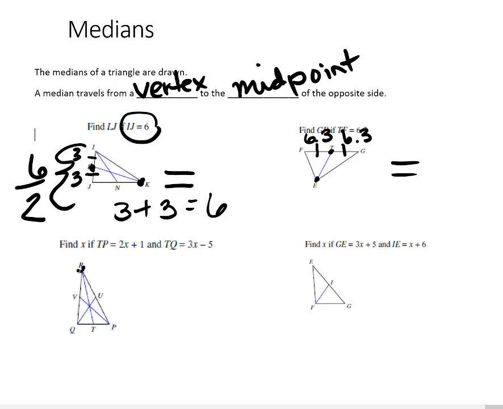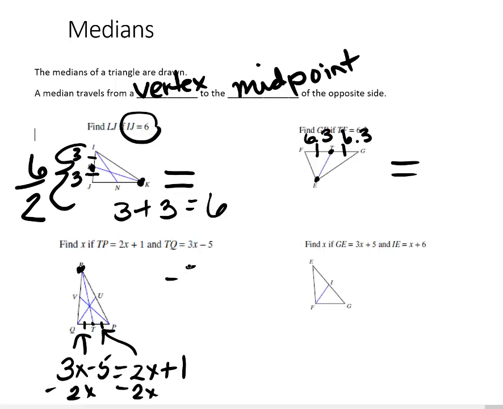TP, again, R to T is a median, so it's traveling from a vertex to the middle, cutting that side in two equal pieces. If this side, TQ, is 3x minus 5, and this side, TP, is 2x plus 1, they've got to be equal because that's a midpoint there. It's the same type of formula and math that we were doing before.